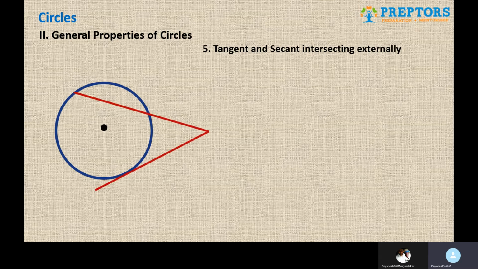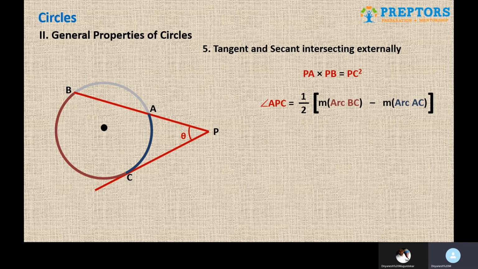this. One tangent, one secant. There's a difference. The relation is PA into PB is PC square. The measure of angle APC is half into measure of arc BC minus measure of arc AC. For BC and AC, join them with the center points and you will get their angles, suppose alpha and beta respectively. The formula becomes theta is equal to half into alpha minus beta.